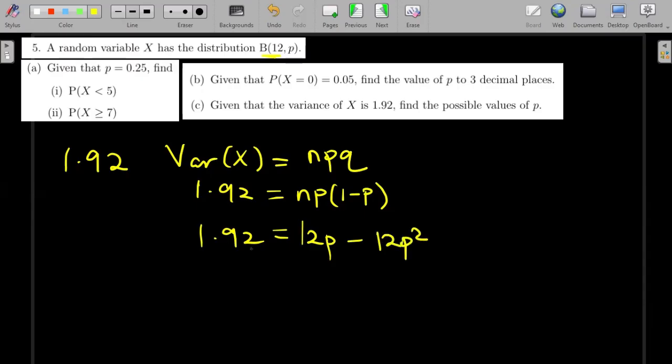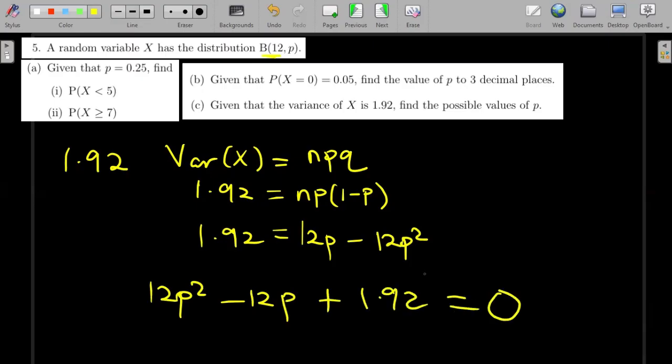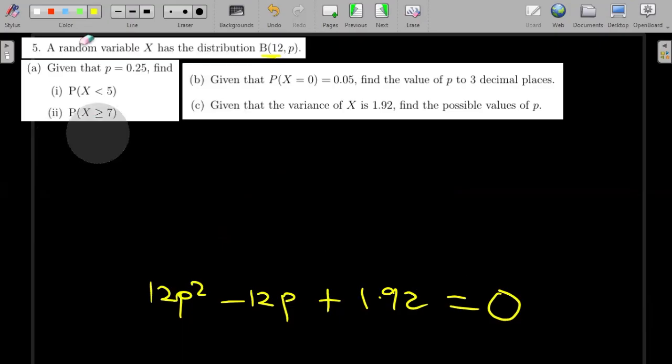Okay, so we can take all of them to the left side. We have 12P squared minus 12P plus 1.92 is equal to 0. So this is a quadratic equation. We just solve it using the quadratic formula, okay? Find the value of P. So it means this one here is acting as my A, B, and then C.